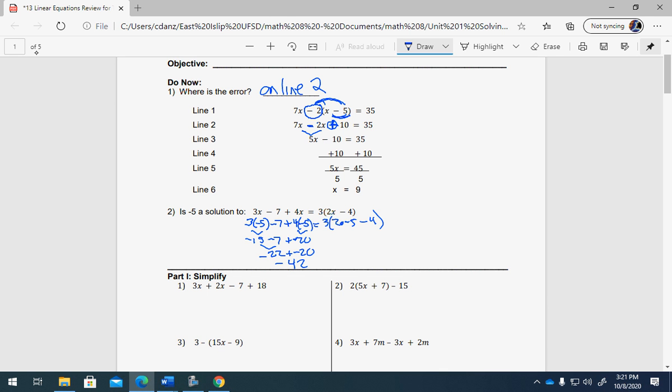Let's see. So in parentheses first, you get -10 minus 4. And you do what's in the parentheses again. You get -14. And then what is 14 times 3? It is 42. Positive times negative is negative. So it checks out. So let's answer the question. Is -5 a solution? Yes. -5 is the solution.